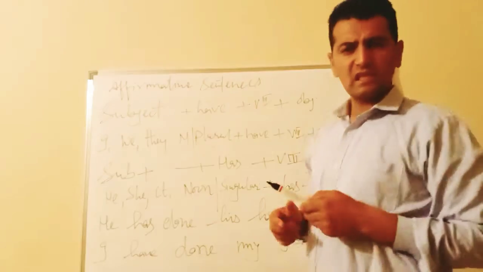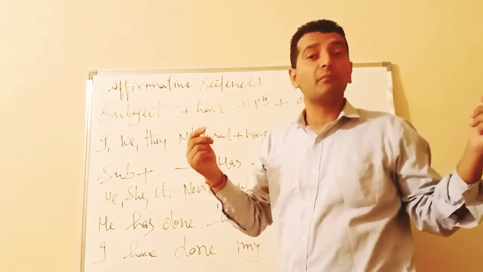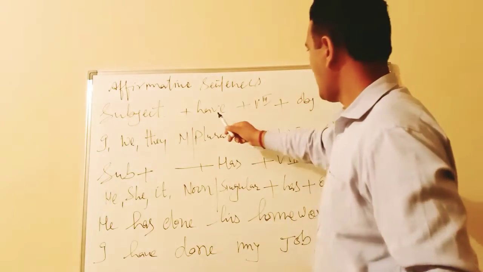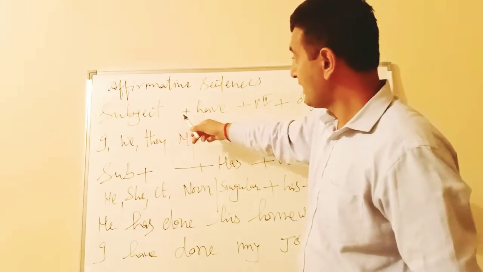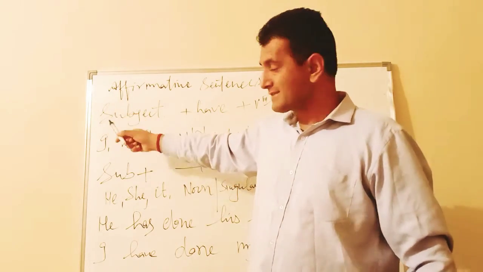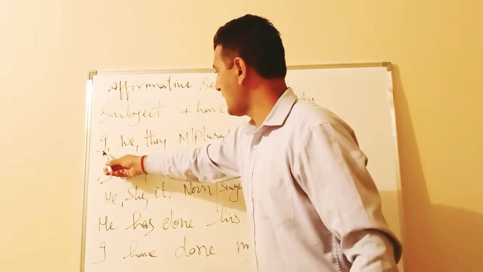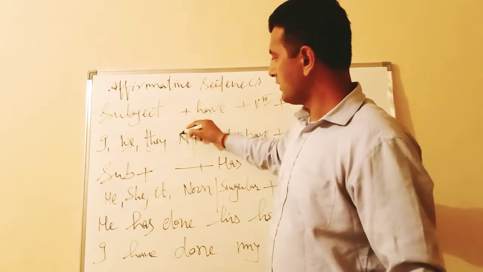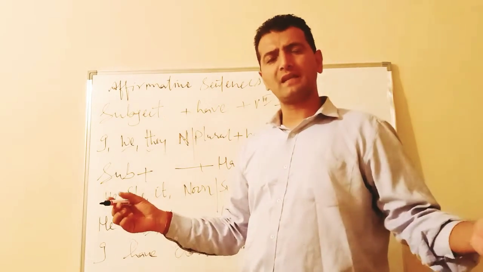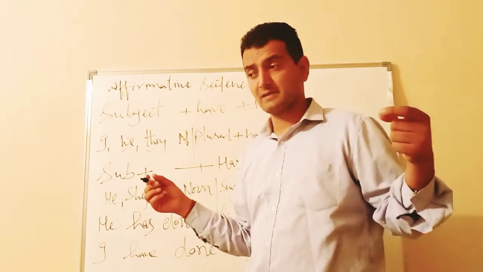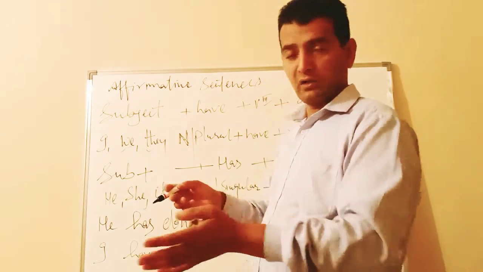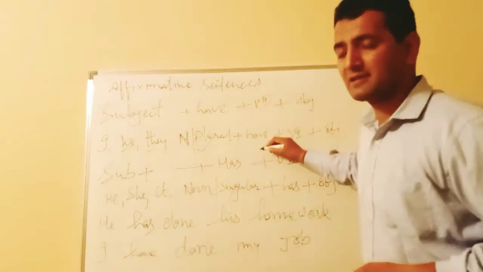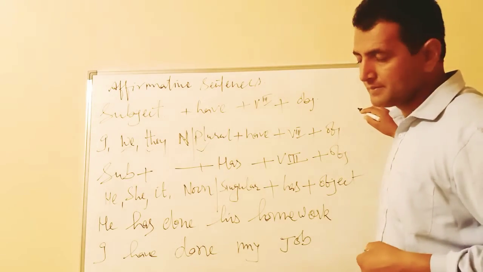Affirmative sentences. If you are expressing your statement in an affirmative way, the formula will be subject, have, third form of the verb and object. Why have? I have written here two types of subject. The first one is I, we, they, and noun plural. As everyone knows, a noun is a naming word, and it can be the name of a person, thing, or any particular object. So if it is plural, you will write have with it, the third form of the verb, and then there will be the object.